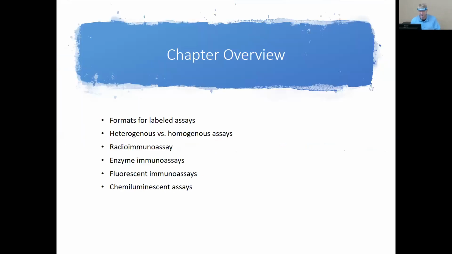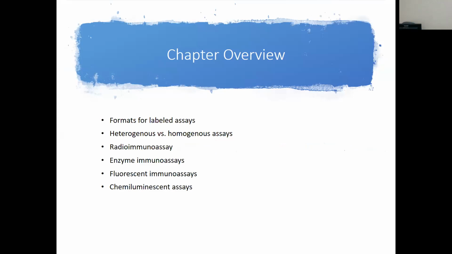All right, so what are we doing today? We're going to look at formats for labeled assays. So like I said, the principal part of immunology is over, the hard stuff. Now we're doing the testing. So what am I going to do with all the info that we went over for 2 units? Now you're learning what you're going to be doing with it.